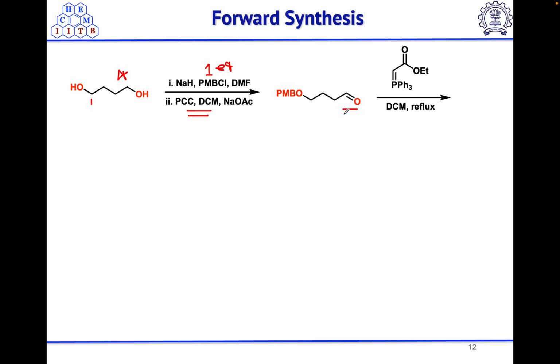Now this aldehyde, we are treating with this Wittig reagent. This is the Wittig ylide. We already have the Wittig ylide, and if we treat this aldehyde with it in DCM solvent under reflux conditions, we will get the corresponding olefin product, right? So this is the corresponding olefin product.